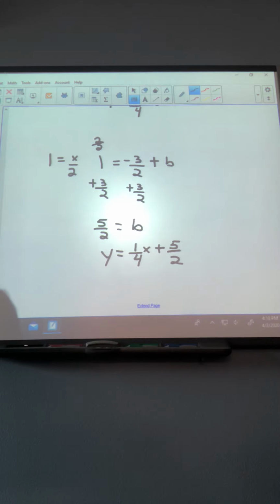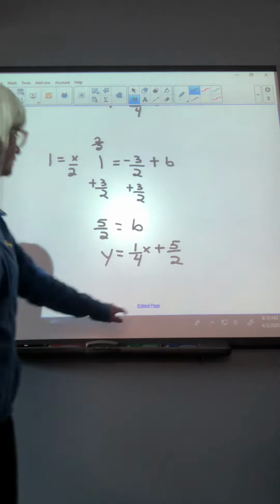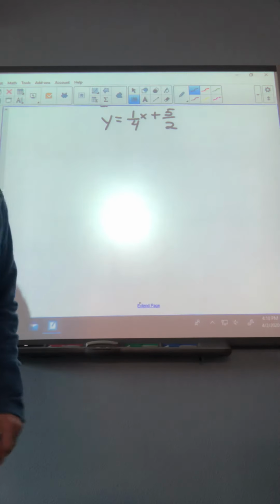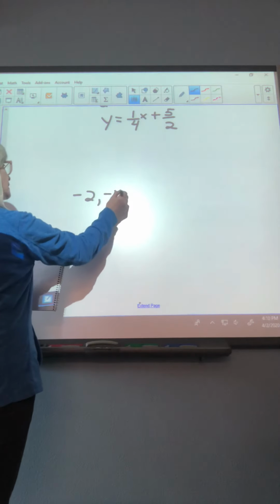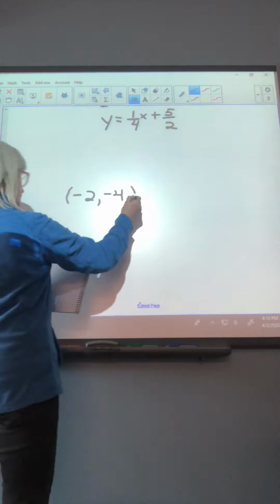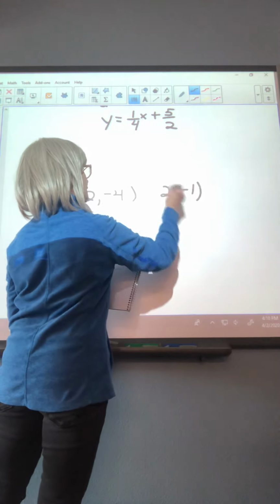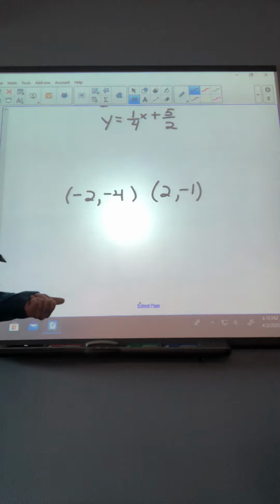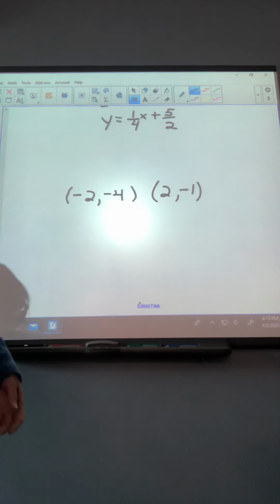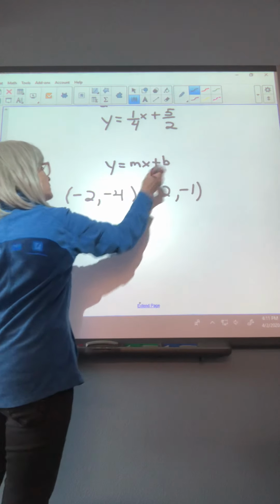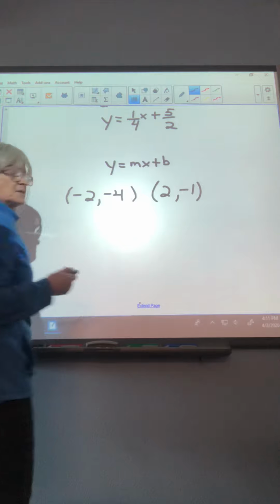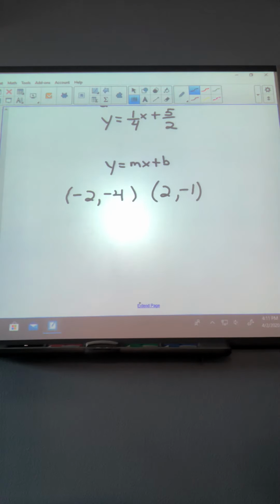All right, so now let's look at number 10. So number 10 on your paper, they also want you to give an equation of the line, and they are giving you 2 points. So our 2 points are (-2, -4) and (2, -1). So again, we're missing the slope. We are also missing the y-intercept. So we don't have the slope, we don't have the y-intercept, and we need both of those in order to have an equation of the line.